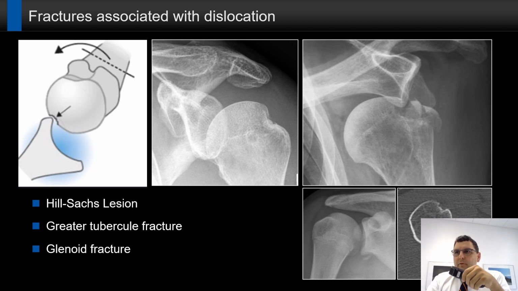I also recommend to perform a CT in all patients who are undergoing surgical repair of that glenoid fracture, because typically the clinicians use this information from cross-sectional imaging, because they can much better evaluate the bony defect after dislocation.